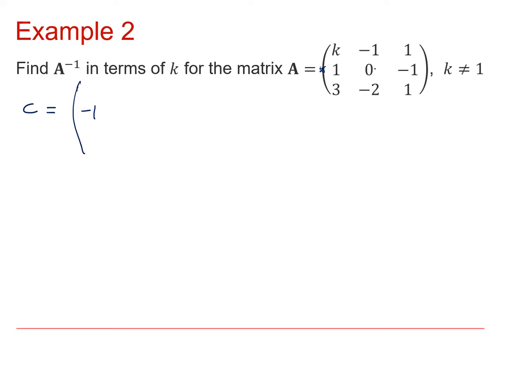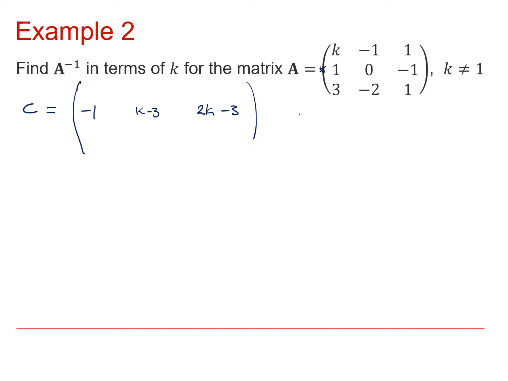For this element, I'm going to calculate it anyway. It's going to be k minus 3, and there's no sign change. And for this element, it's going to be minus 2k, take away minus 3, so it's minus 2k plus 3, but there is a sign change, so I'm going to get a 2k minus 3.